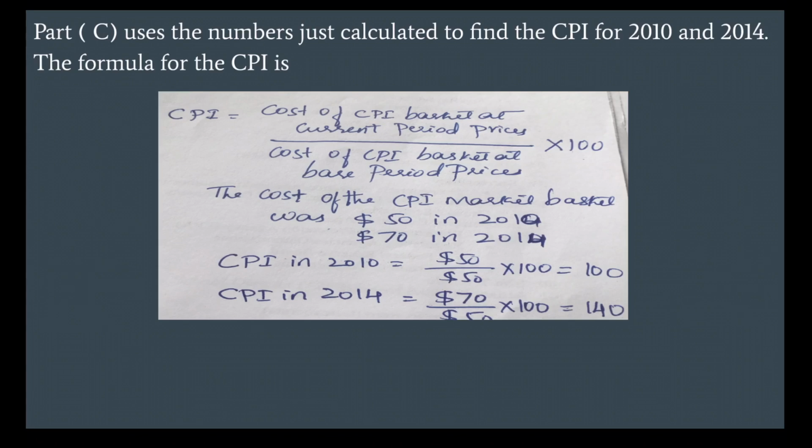The formula for the CPI is: CPI equals cost of CPI basket at current period prices over cost of CPI basket at base period prices, times 100. The cost of the CPI market basket was $50 in 2010 and $70 in 2014. CPI in 2010 equals $50 over $50 times 100, which equals 100. CPI in 2014 equals $70 over $50 times 100, which equals 140.